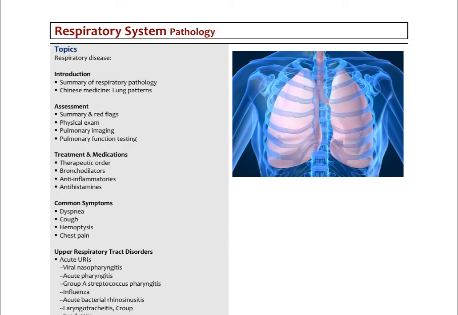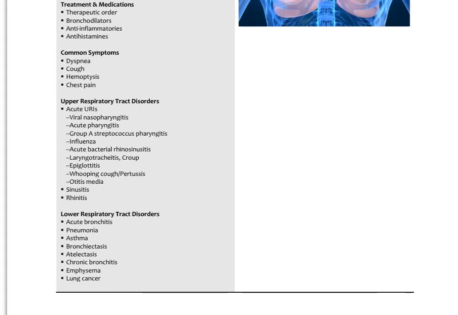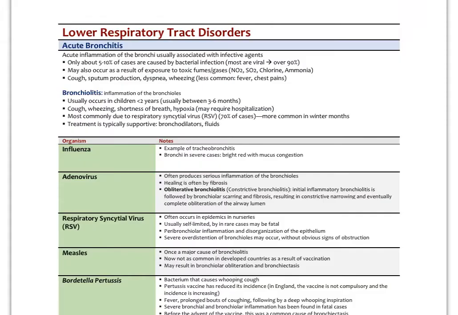Okay, in this video we're going to start looking at lower respiratory tract disorders. We need to look at acute bronchitis and pneumonia. Then we'll look at asthma, bronchiectasis, atelectasis, chronic bronchitis, emphysema, and lung cancer. So first let's start with acute bronchitis.